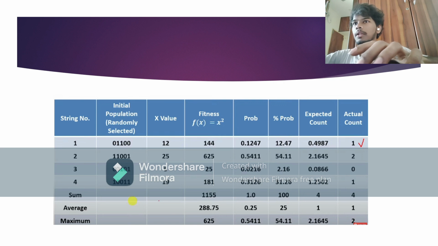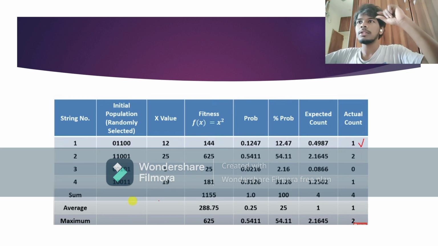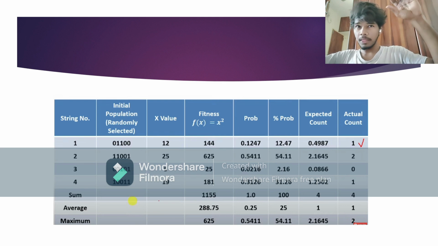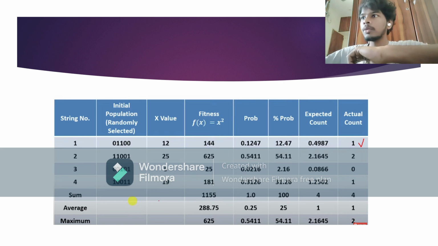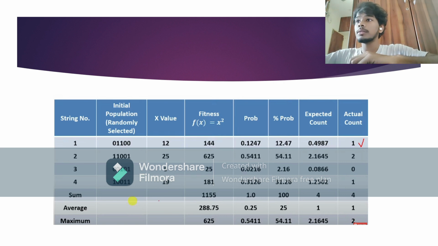So this is the table, and this shows the string number. First we have to name the columns: string number, initial population, x value, fitness f of x is equal to x square, probability, probability percentage, expected count and actual count. So first we have to write the string number 1 2 3 4, the sum, average and maximum. Then we have to write the initial population which we chose randomly.